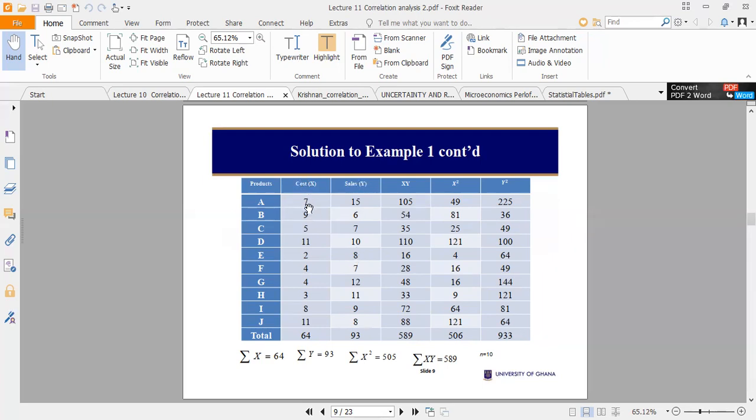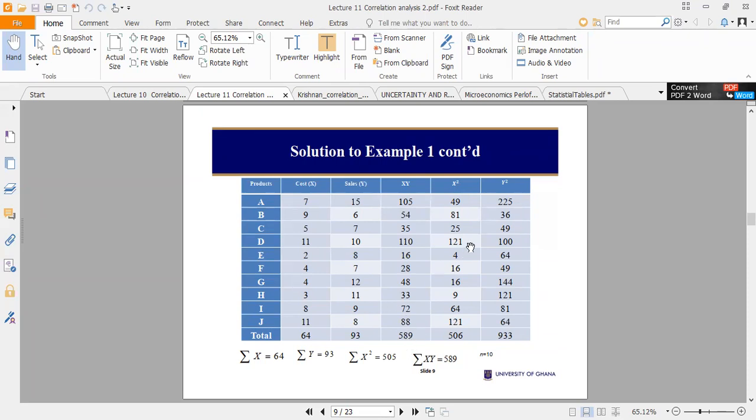So now these are the observations for X, these are the observations for Y. So we need sigma X. So we have to sum the values of X. So hopefully we are getting 64. Then we sum Y, sigma Y. This is what we have. Then we need to find the product of X and Y. So X times Y. 7 by 15, 9 by 6, 5 by 7. You do it for all the levels and then you sum it up.